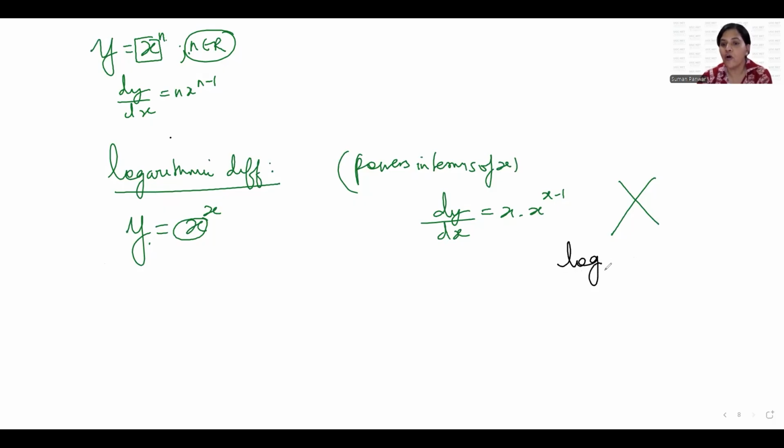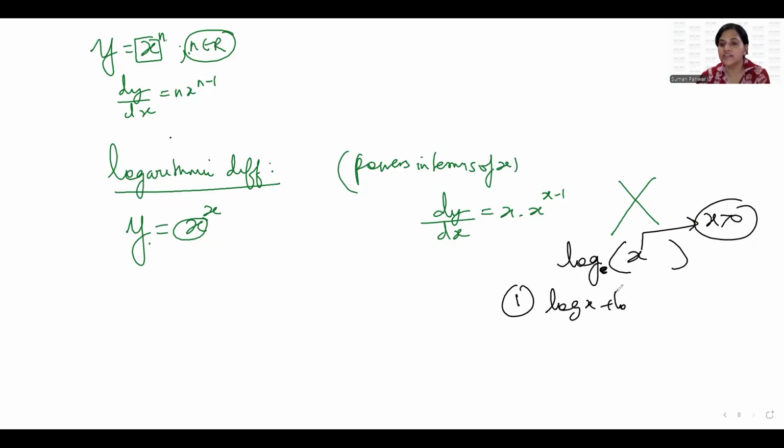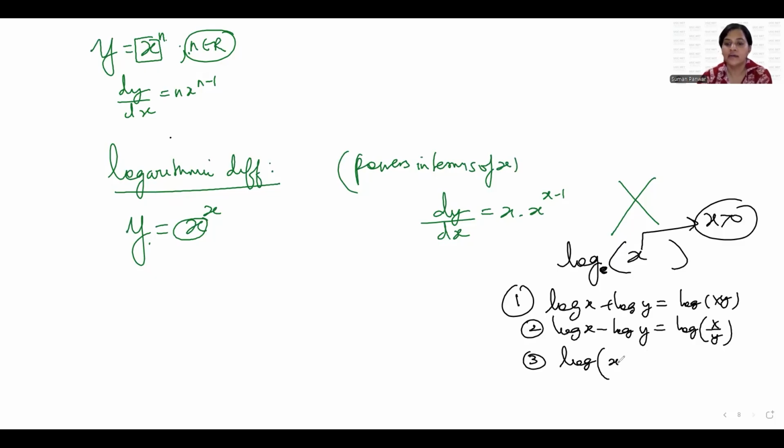So let's learn some logarithms. First of all, log is always defined with respect to the base e generally. If it is given without a base, the base will be e. Whatever is inside log has to be positive. Log is not defined for 0 or negative numbers. Then there are certain rules. Log x plus log y is log xy. Second, log x minus log y is log x upon y. Third, log x power m is m log x. These are the three rules of logarithms, which help us use logarithmic differentiation.